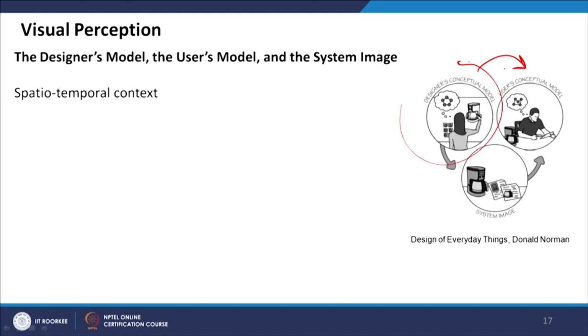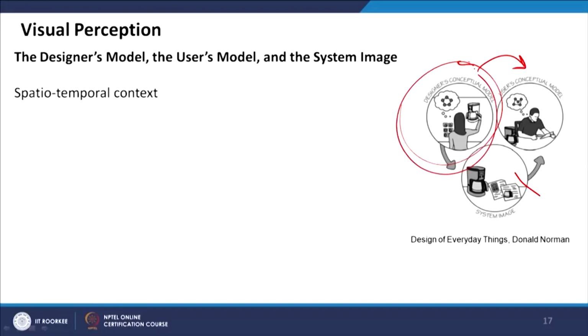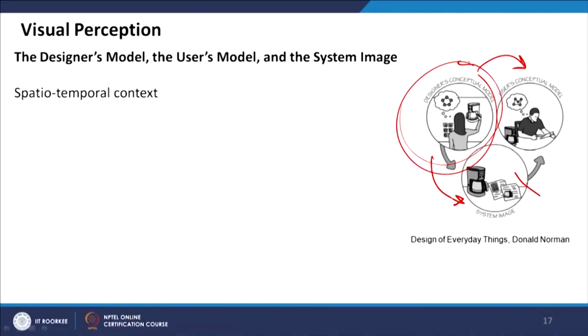So they have to perceive the mental model of the user, and whenever they create this design, it becomes part of the system model, or the system image. When the design is ready, people perceive it, and then this system image again changes the user's mental model.